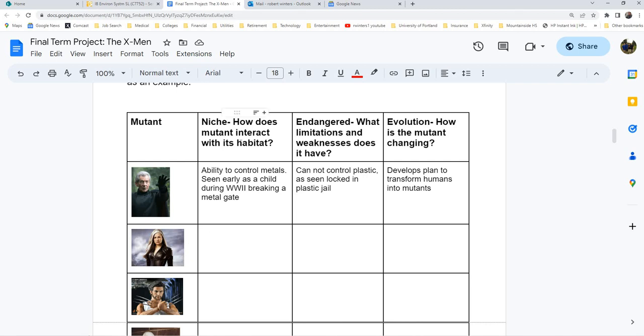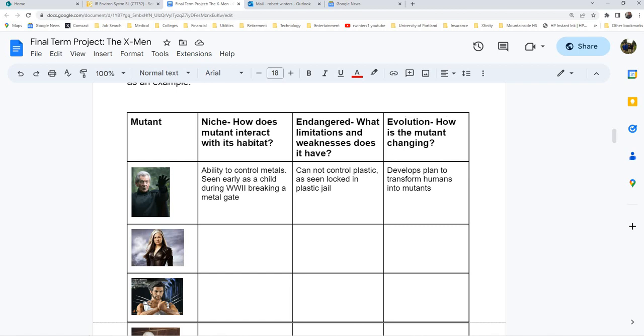So we're going to talk about their niches. How does the mutant interact with its habitat? We're going to talk about whether they're endangered, and what limitations and weaknesses they might have. And then we're going to talk about evolution. Are the mutants changing in any way? Are they developing? Are they learning?